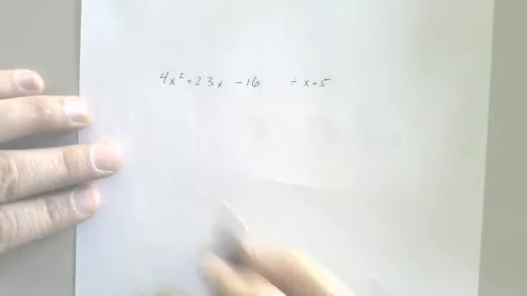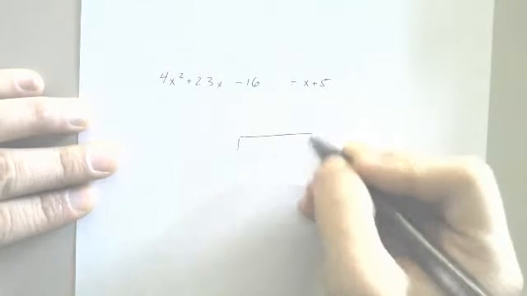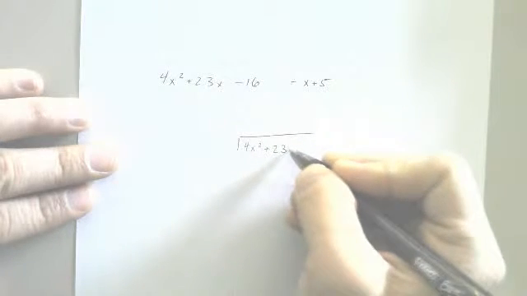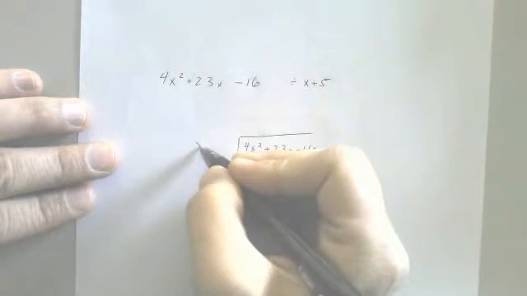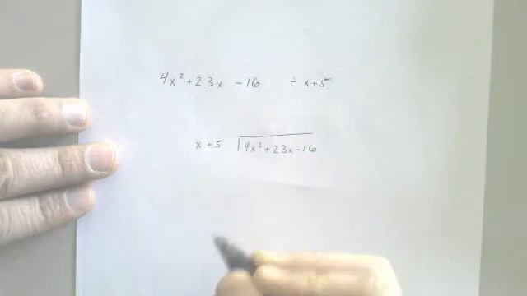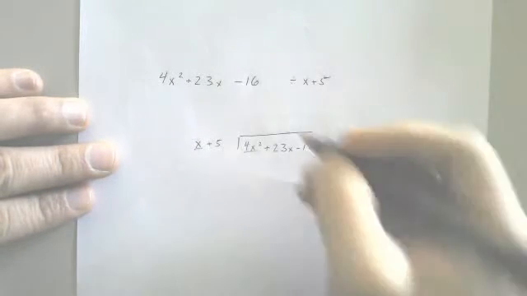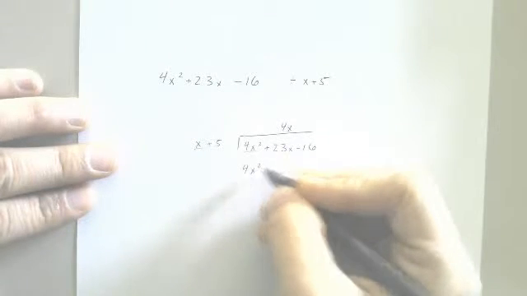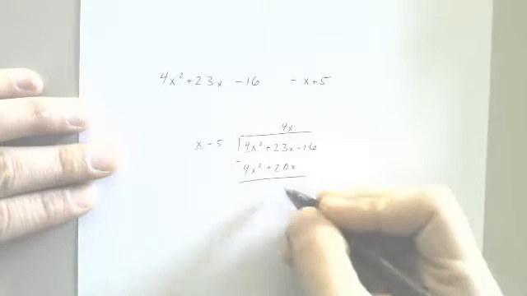Okay, so let's try that again. Now this time I'm dividing 4x squared plus 23x minus 16 by x plus 5. So I'm putting what I'm dividing into underneath the division bar, and the x plus 5 is going outside. It's the same process. 4x squared divided by x is 4x, which gives me 4x squared, and then distributing 20x, subtracting.